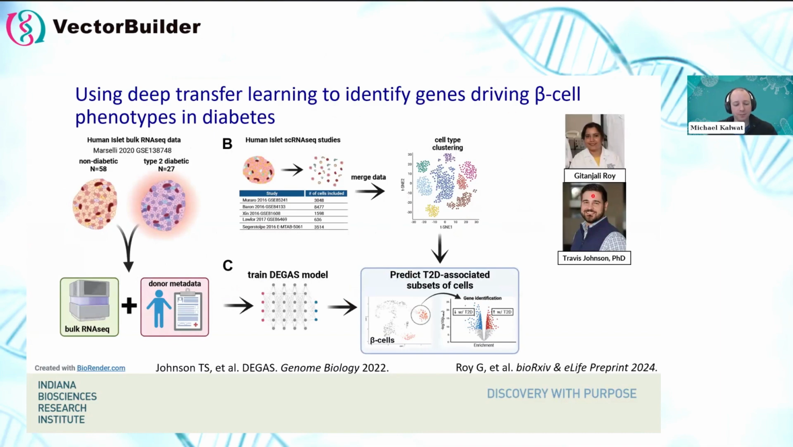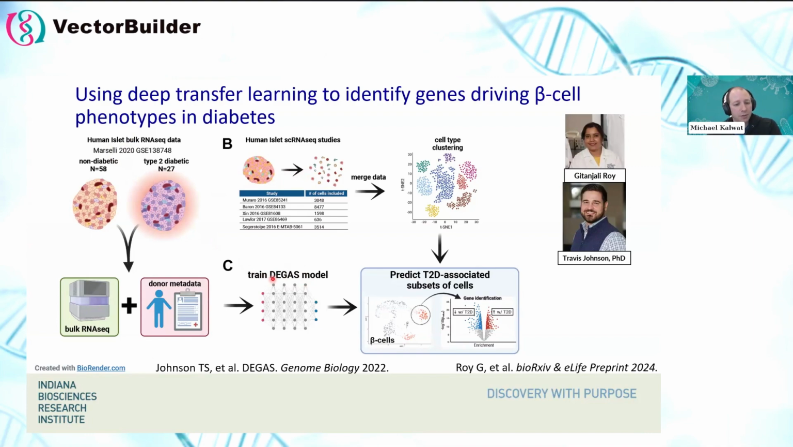And with the idea that you can learn more about rare subtypes of cells in single cell data if you leverage all the publicly available bulk RNA-Seq data. And so with human islets, there is a lot of bulk RNA-Seq data, and there's also a lot of single cell RNA-Seq data. And what Travis did was he wrote a program called DEGAS, which stands for Diagnostic Evidence Gauge of Single Cells.